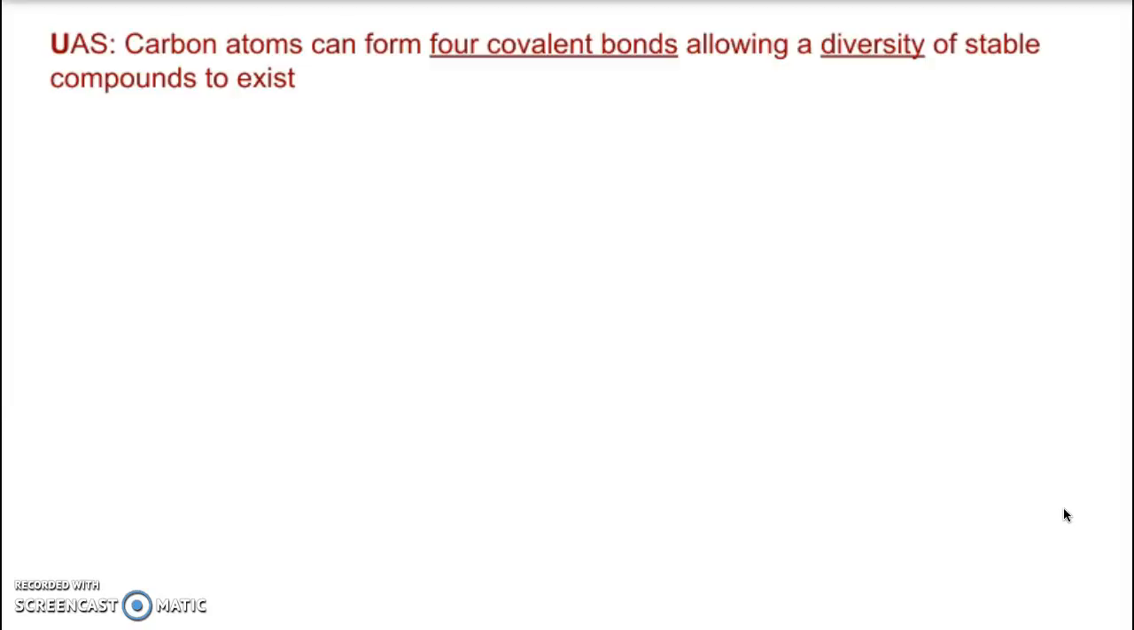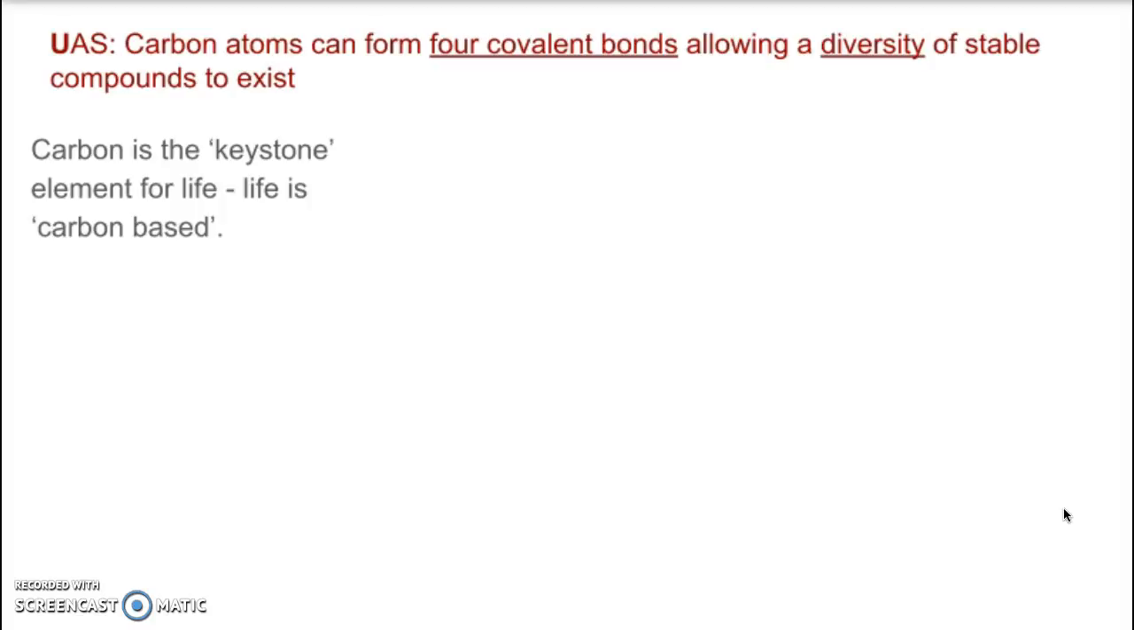Okay, a little bit on carbon. We know that organic chemistry and biochemistry are related to carbon compounds, so let's have a look at why that is. Why is carbon so important for life? The understanding shows us that carbon atoms can form 4 covalent bonds, allowing a diversity of stable compounds to exist. Now the important parts are underlined: 4 covalent bonds allowing for a diversity. So let's have a look at that in a little more detail. Now you might see some phrases like this in biochemistry. Statements like carbon is the keystone element for life, or that life is carbon-based.